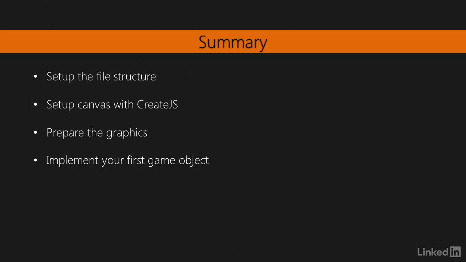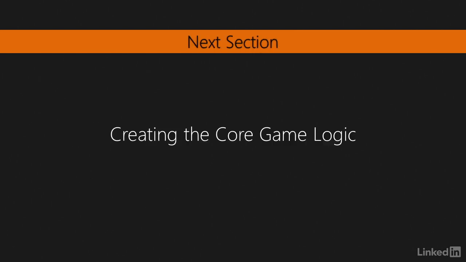This is the end of section 1. We have prepared the foundation of our count game. We have set up the file structure and the canvas. We also drew the game graphics and put the graphics on the stage with dynamic number text. We also implemented our first game object. In the next section, we will focus on creating the core game logic for the count game.